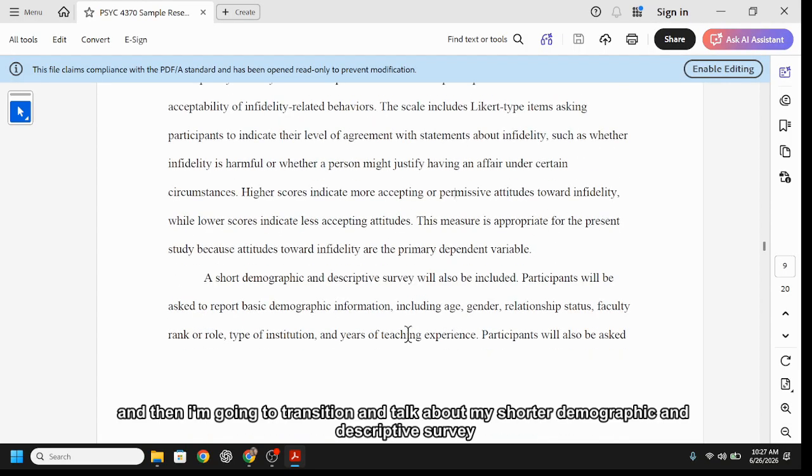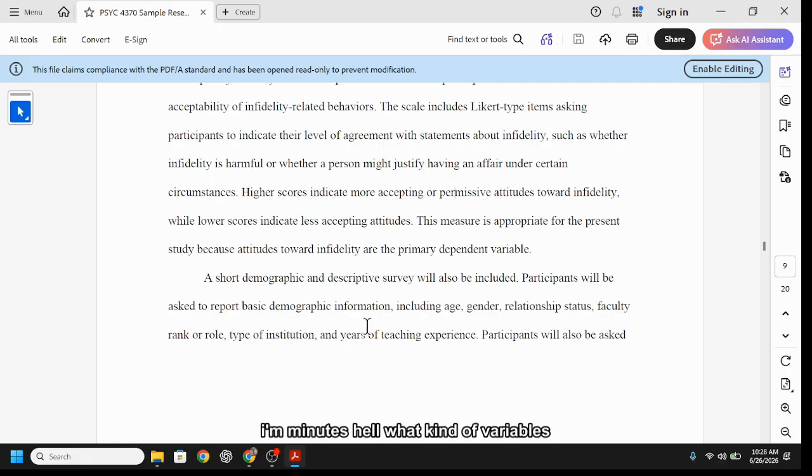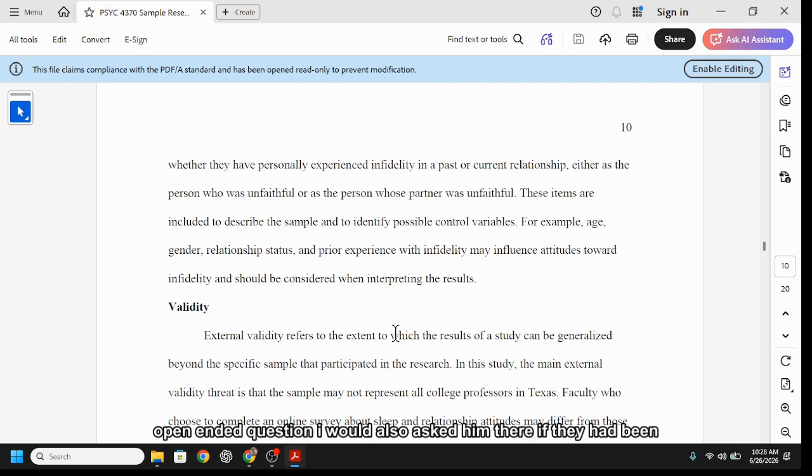And then I'm going to transition and talk about my shorter demographic and descriptive survey. I'm going to tell what kind of demographic variables I'm going to collect. I need age, gender, relationship status, faculty rank or role, their institution, years of teaching. I might include an open-ended question. I would also ask them if they have been unfaithful or have had a partner that was unfaithful, because those are possible control variables I already discussed, right?